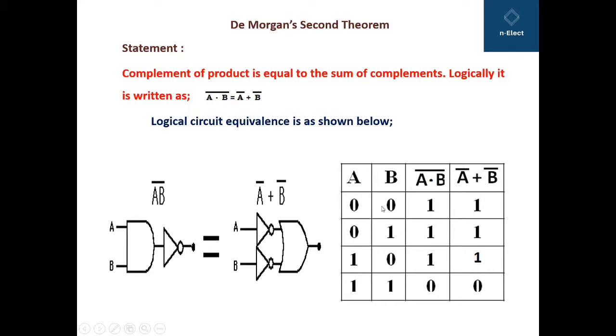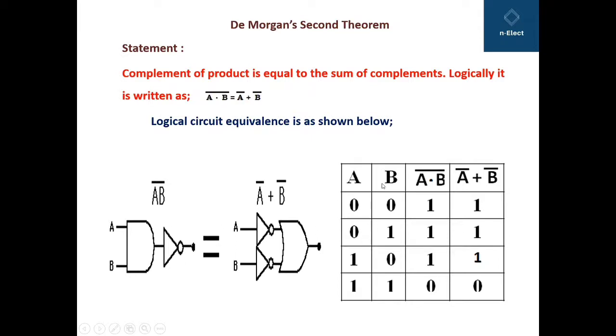We will see one condition. A dot B whole bar. So 0 into 0 is 0, and 0's bar will be 1. So for 0 0 you will get 1 here. On the right hand side, for 0 0, 0's bar will be 1, and here also 0's bar will be 1. But 1 plus 1 is 1. Similarly, we can go for one more condition.